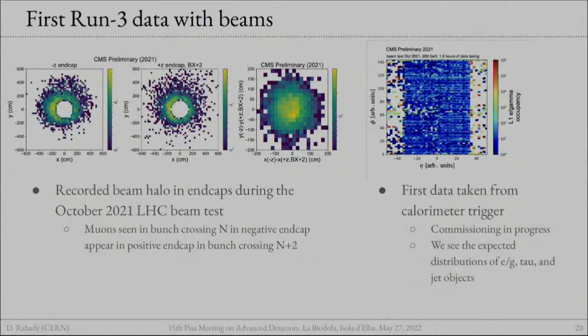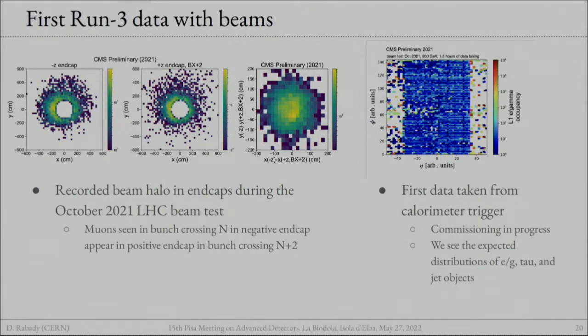We first saw muons passing through the negative end cap and 2 bunch crossings. So again, 50 nanoseconds later, we saw the same muons passing through the positive end cap. We convinced ourselves that these are indeed the same muons by making the difference in X and Y coordinates, and we see this is nicely centered at the 0 coordinate.